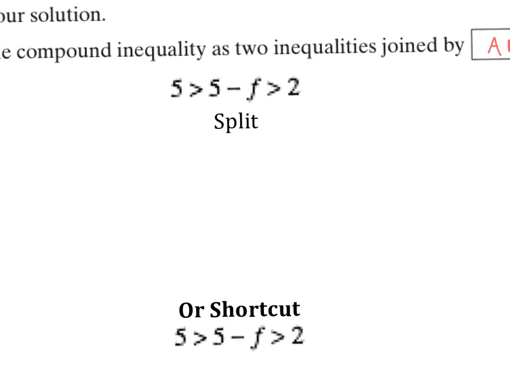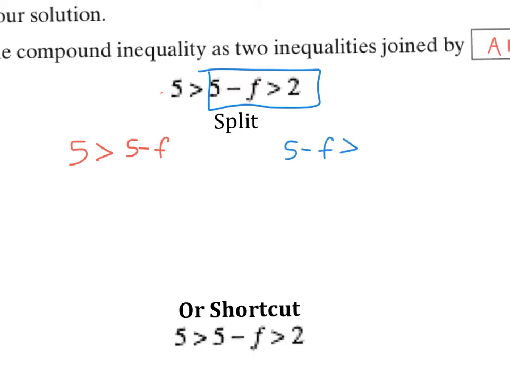So let's start with the splitting here. How does this one split up? Well, we have two scenarios. One scenario says this, that 5 is greater than 5 minus f. And the other scenario is this one, where 5 minus f is greater than 2. So notice I just split the two like this. It's exactly the same reading. You just repeat the middle part and put the word and there. And now you just do what you're going to do.